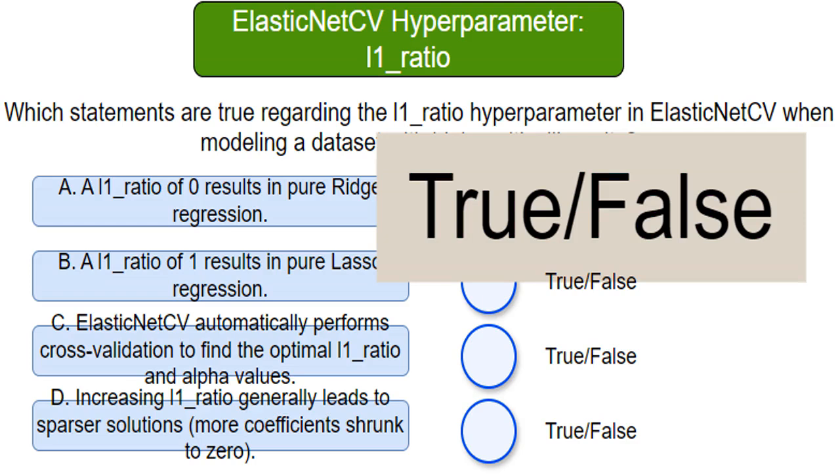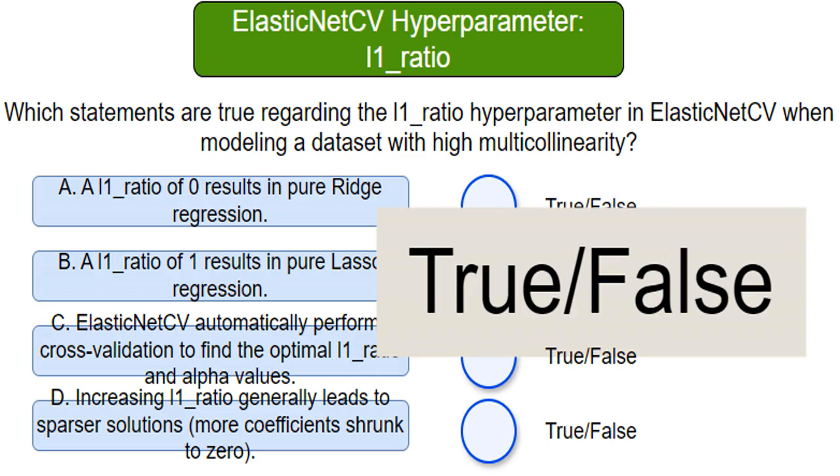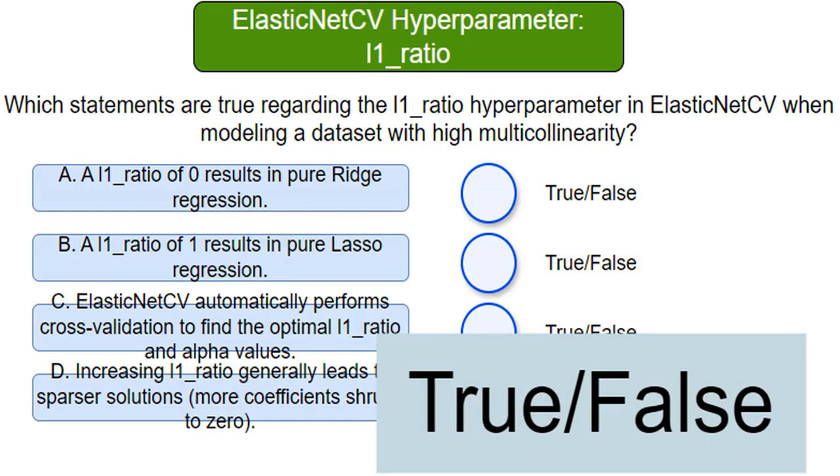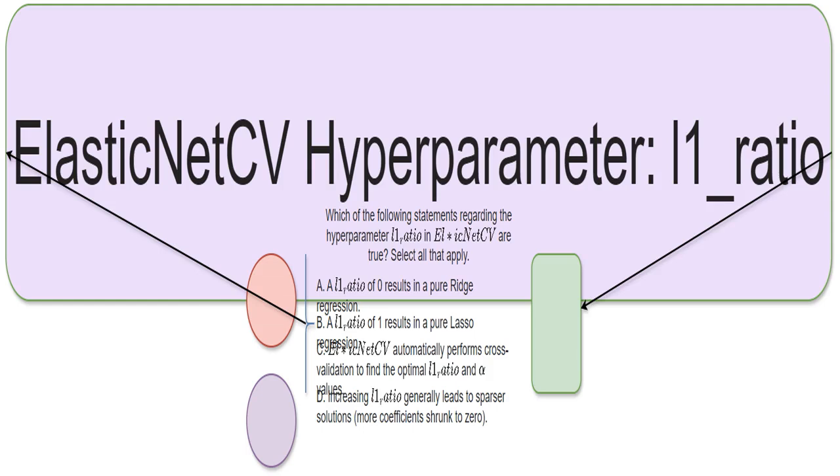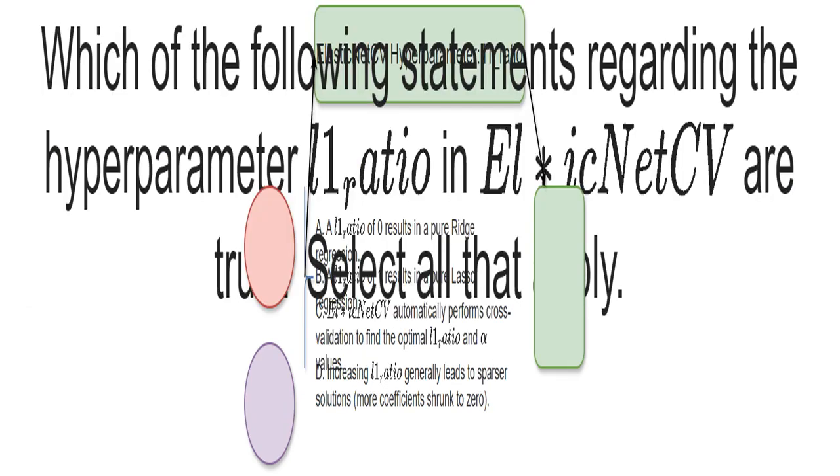This indicates whether the corresponding statement is true or false in the context of the hyperparameter. I see that's the focus of the quiz, the hyperparameter in ElasticNetCV. It's a crucial tuning knob that controls the balance between two types of regularization. This is the core question. We'll evaluate each statement based on our understanding of ElasticNet.